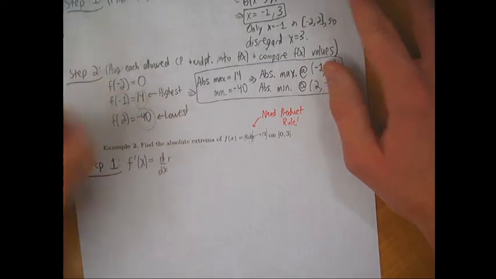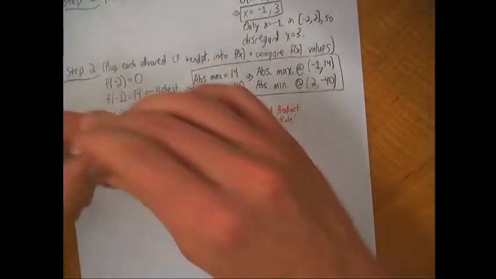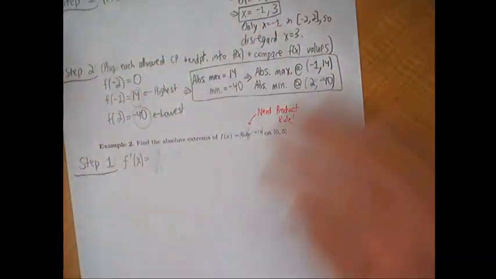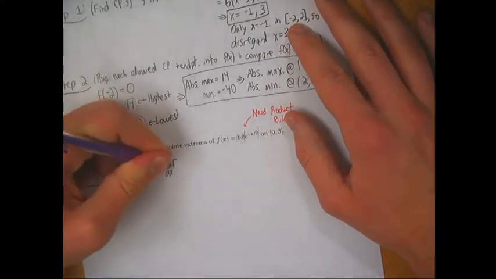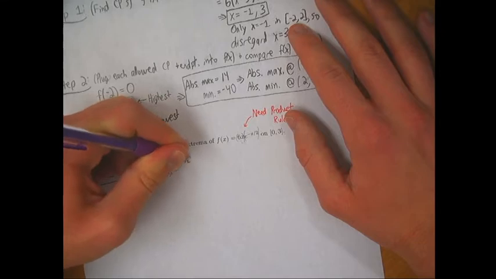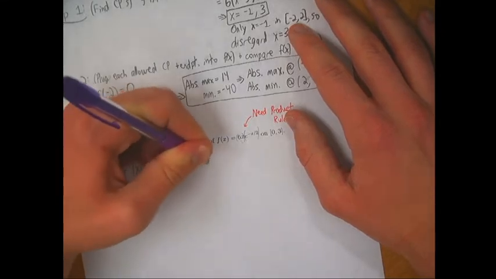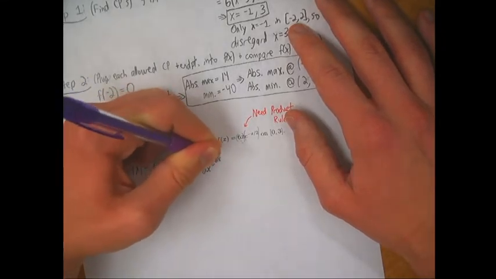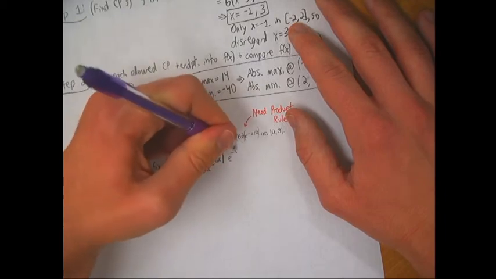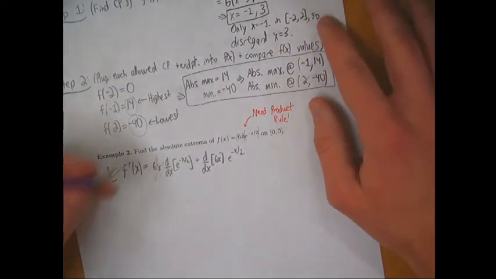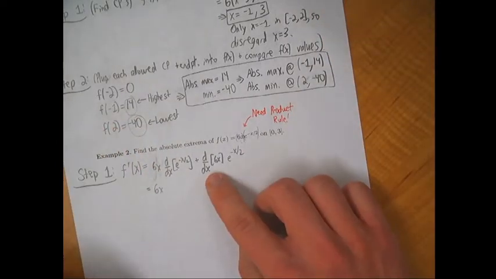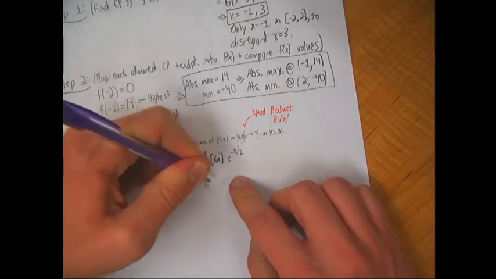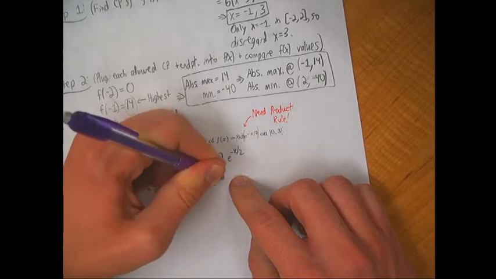Let me write it like this. So we have 6x times the derivative of e to the negative x over 2, plus the derivative of the first, so 6x, times the second. So the nice thing is that, at least with the derivative of 6x, well, that's just 6. So the second term is just this part.